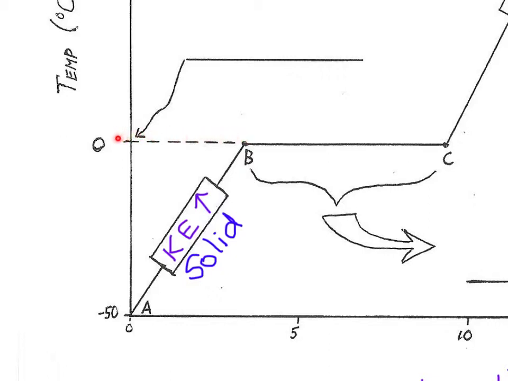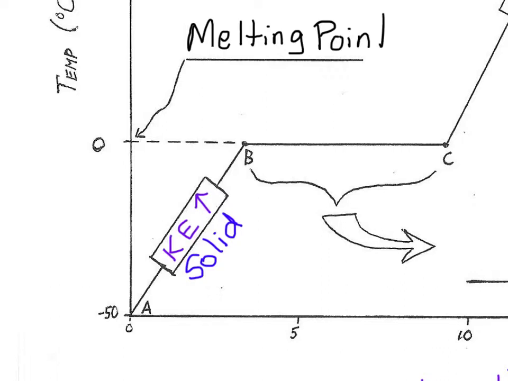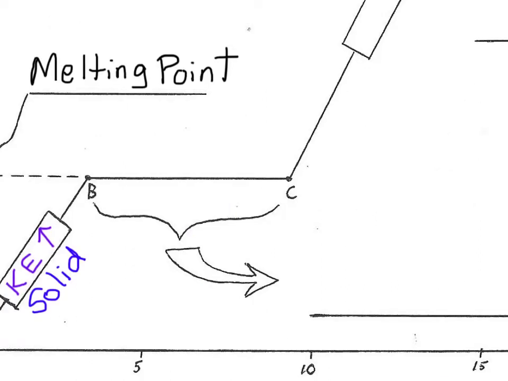And if you look at the temperature where point B is, you should be able to tell me what we call that temperature. I hope you're thinking melting point. 0 degrees C is the melting point for water. From point B to point C, then, we have a phase change taking place. Melting of the ice occurs between point B and point C.